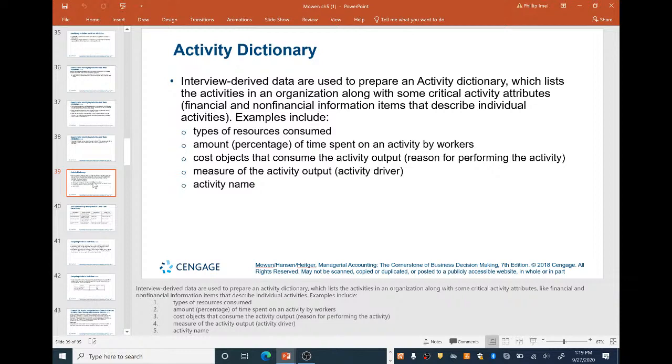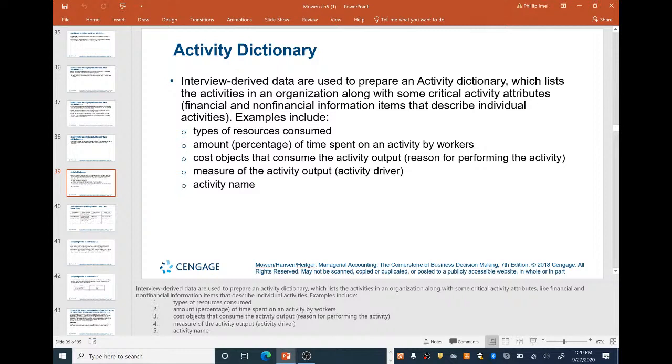Now, after you use those questions and interview these managers, you're going to take all that data and put it into an activity dictionary. Okay, so this is once again just a summary of the answers to the questions that you ask these managers. This lists the activities in an organization along with some critical activity attributes. These attributes can be both financial and non-financial information.